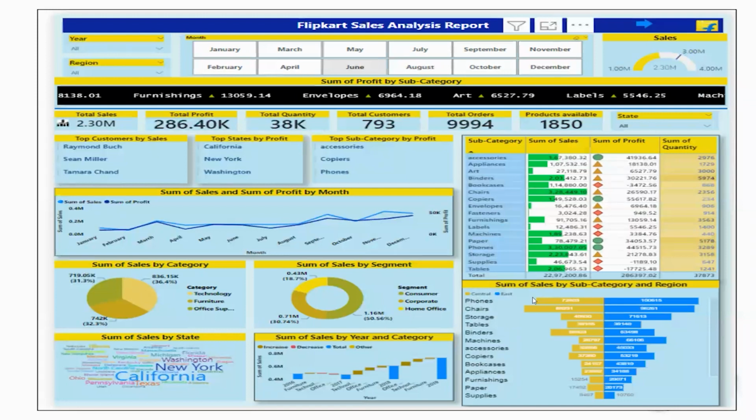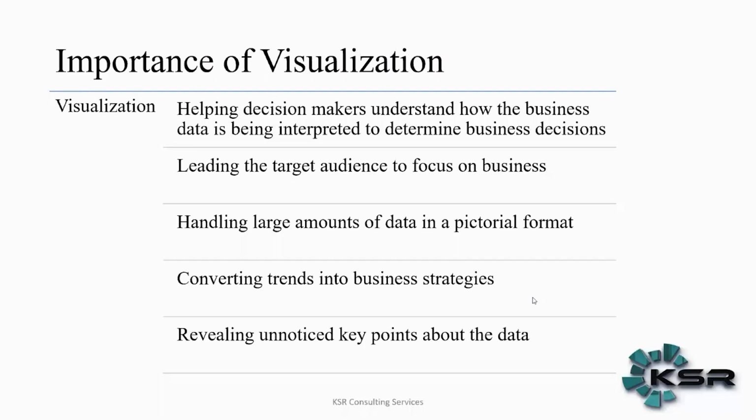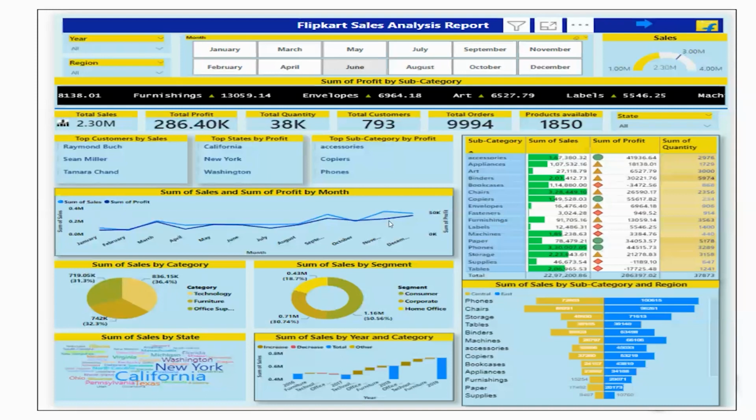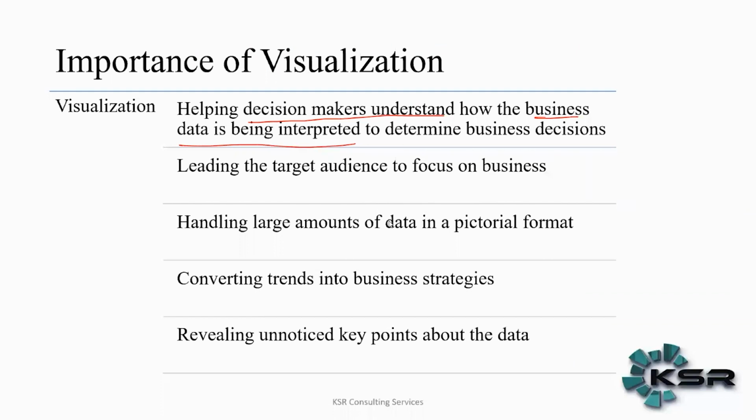Now you understood the importance of visualization. Especially, it makes you understand how your business data is being interpreted, right? Once you understand your data, you can say this is how my Flipkart is working, this is how the sales is, this is how the profit is generated, total products, where it is performing well, which year it is not performing well. Wherever it is not performing well, I can come up with some decision making, some solutions, right?